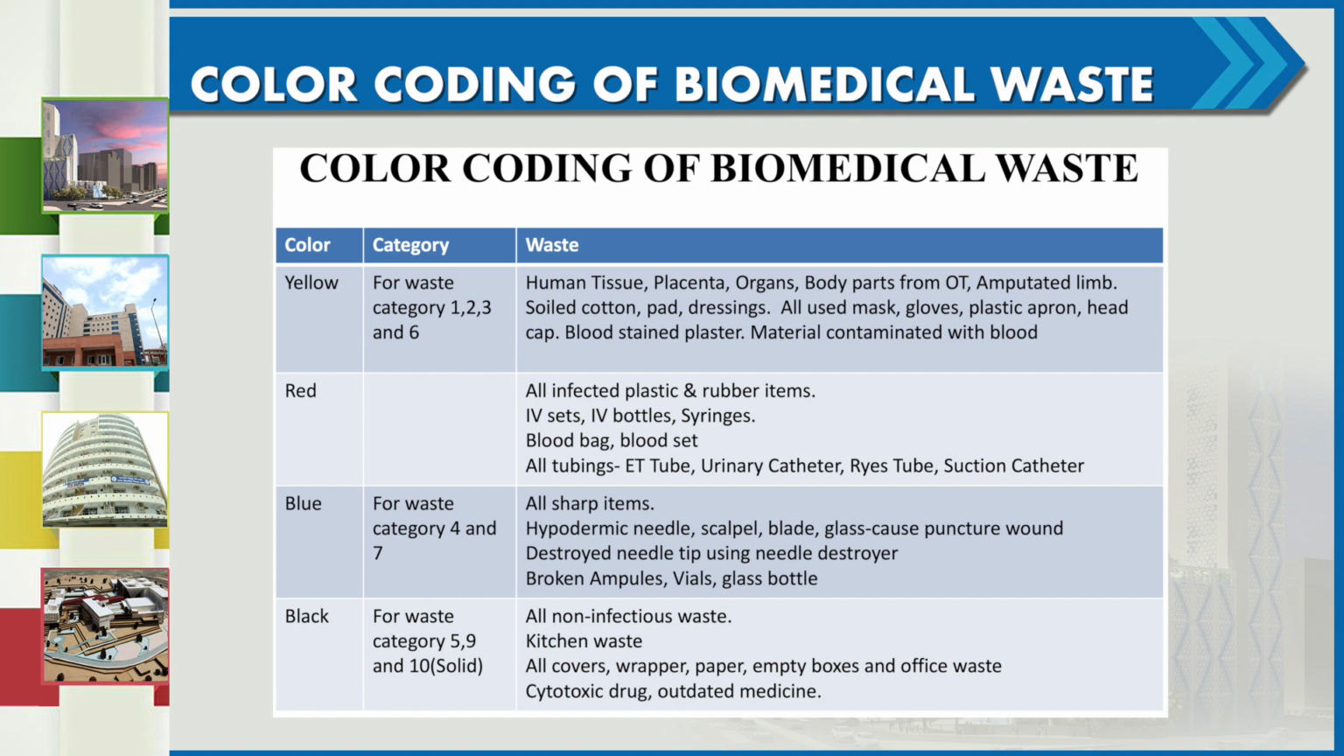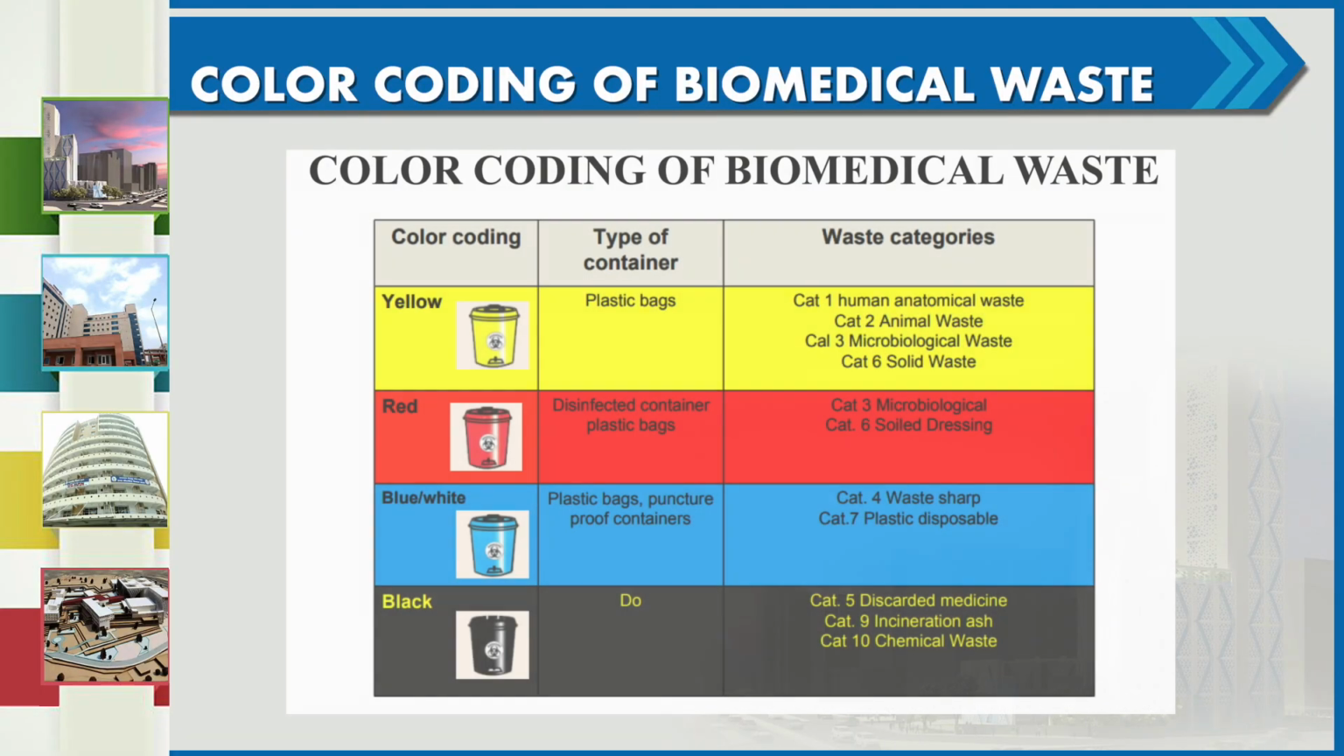The black color is for waste category 5, 9 and 10, solid. The wastes are all non-infection waste, kitchen waste, all cover, wrapper, paper and empty boxes and office wastes. These are the color codings. As you can see, yellow, red, blue and black according to the waste categories as already discussed.